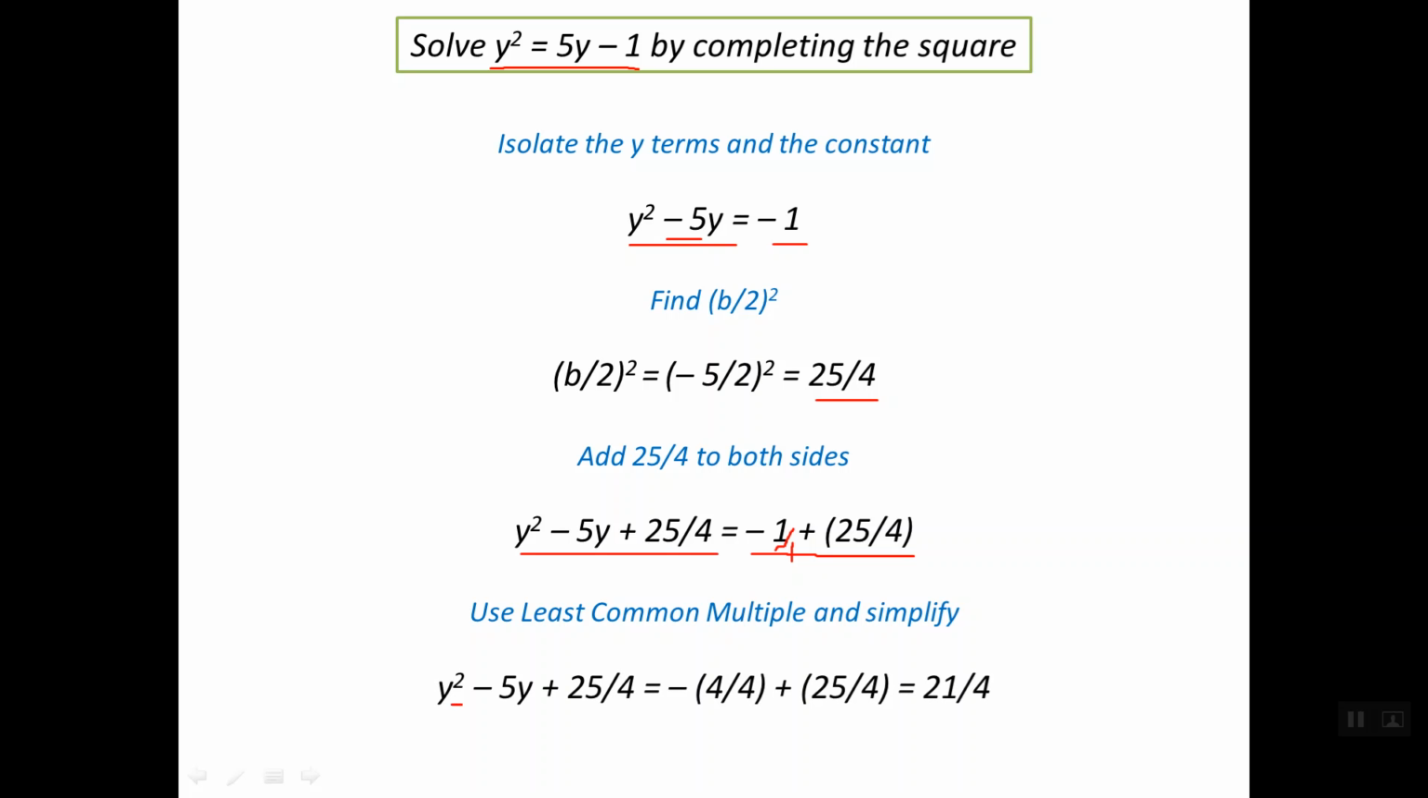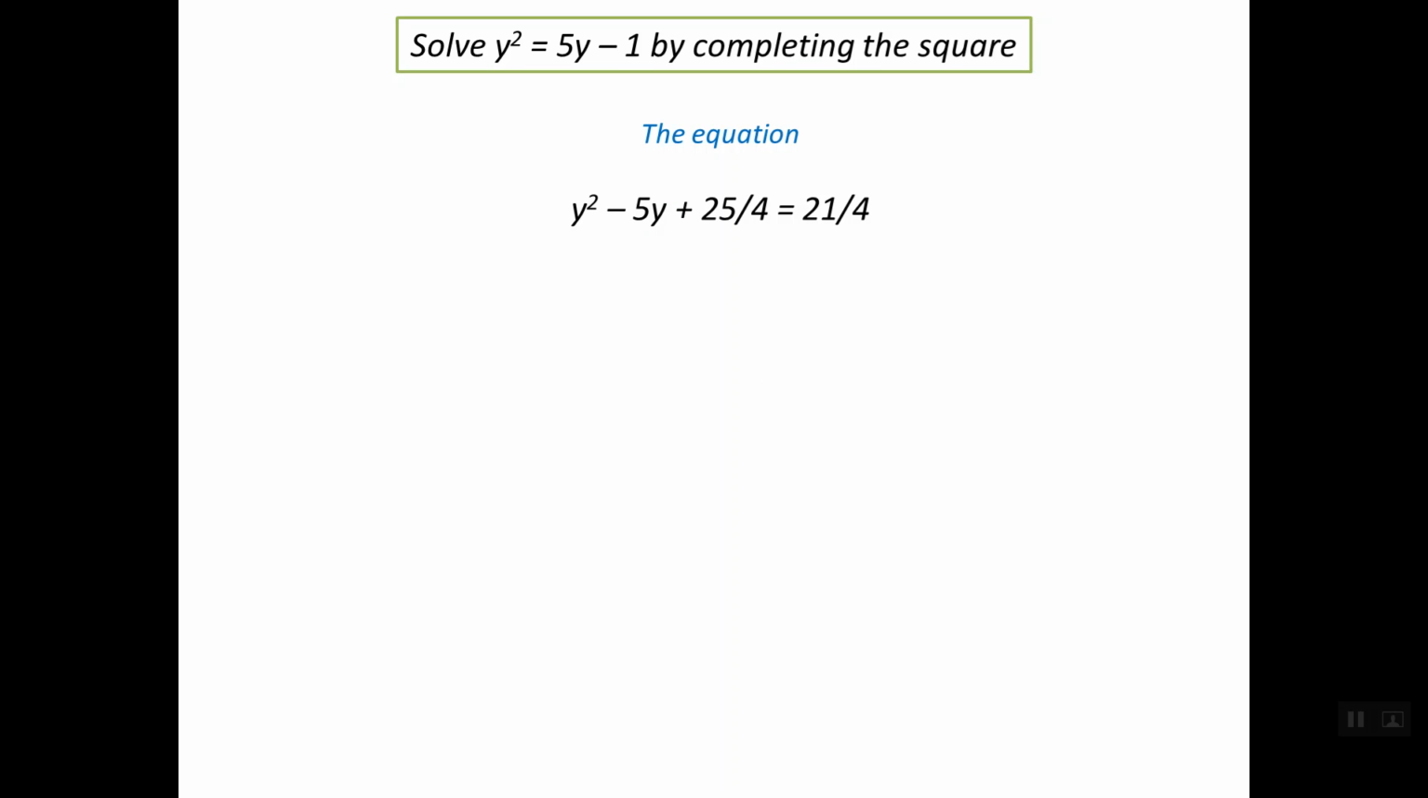So y squared minus 5y plus 25 over 4. The minus 1 becomes minus 4 over 4, and the second term stays the same, 25 over 4. So we have two fractions with the same denominator, which is 4. So minus 4 plus 25 is 21 over 4. So this is our equation.